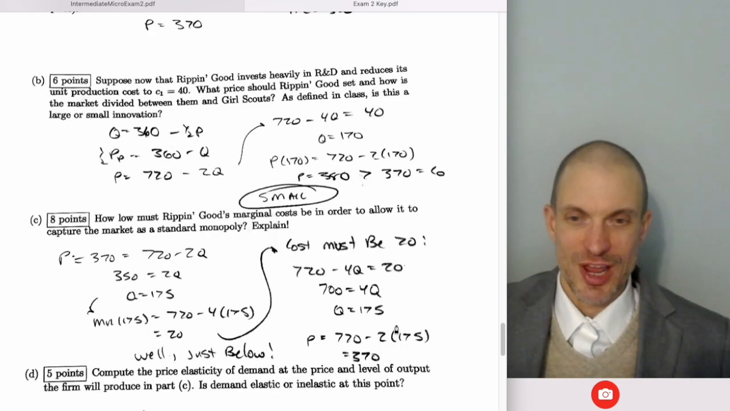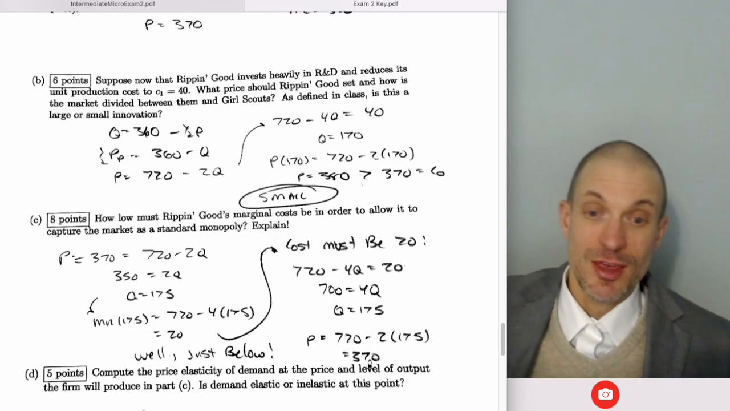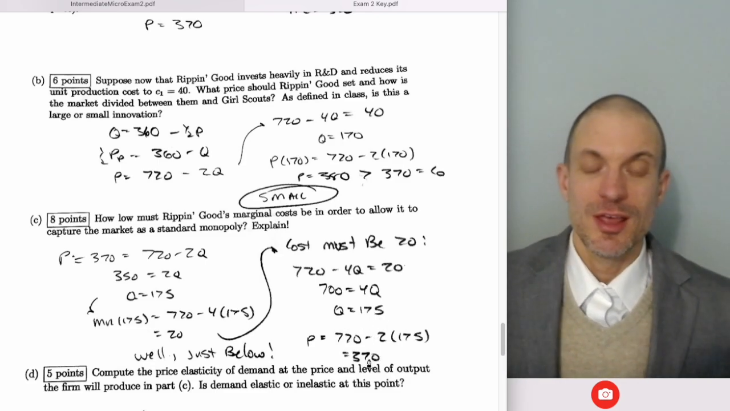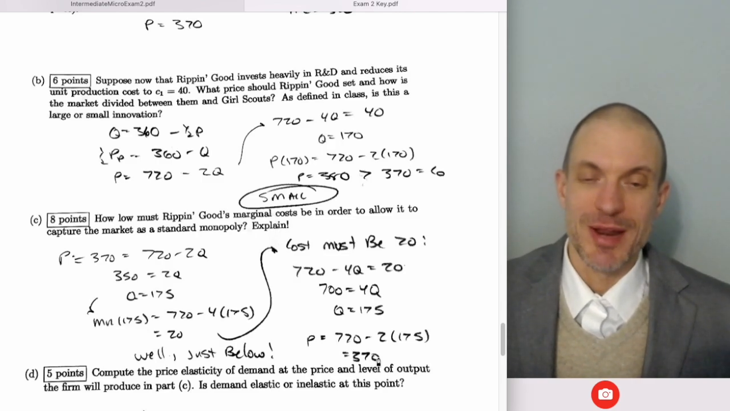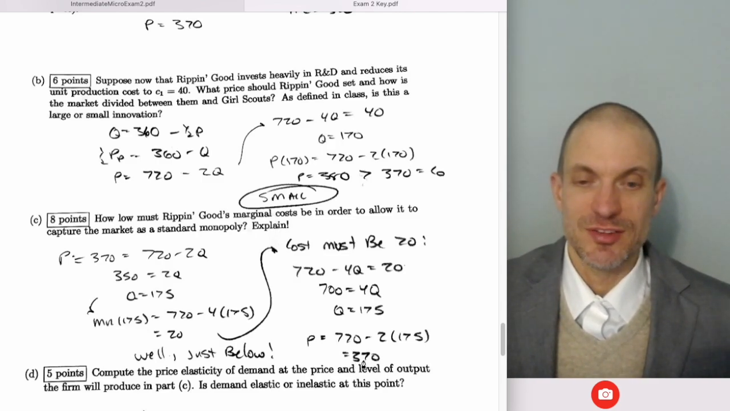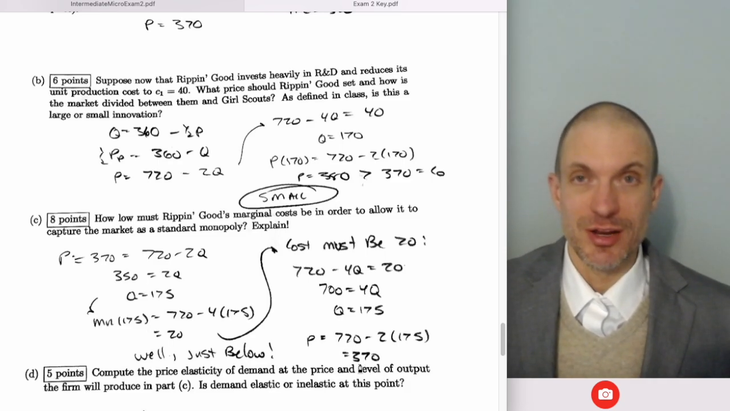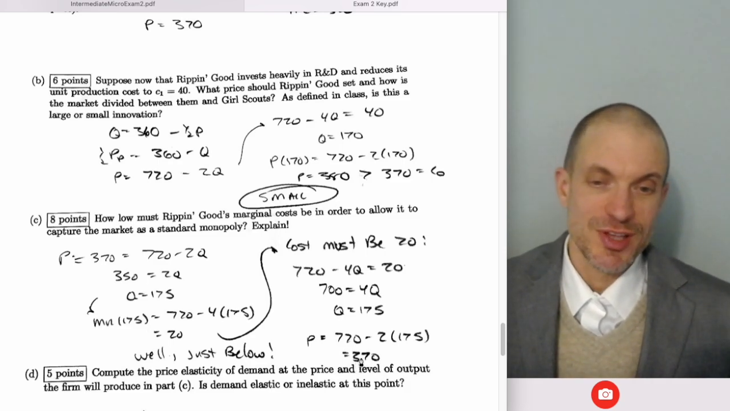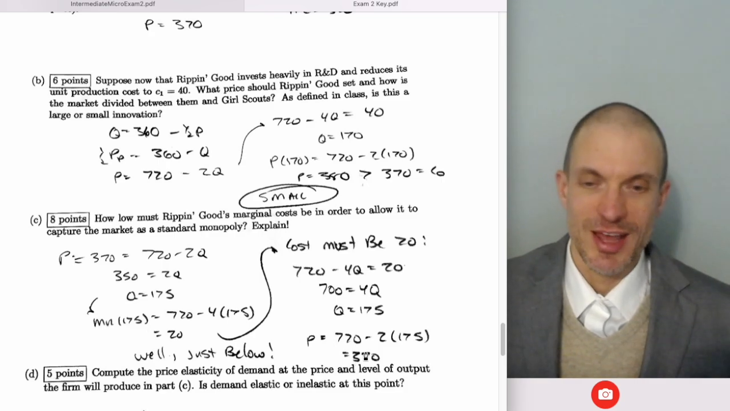Okay, and this is just checking that. Here's marginal revenue equals marginal cost, verifying that indeed the quantity is going to be 175, and the price would be 370. To actually be a monopoly, since everybody else's costs are 370 and they're standing by ready to come into the market, I'd have to price like 370 minus epsilon, so like 369.9 or something.